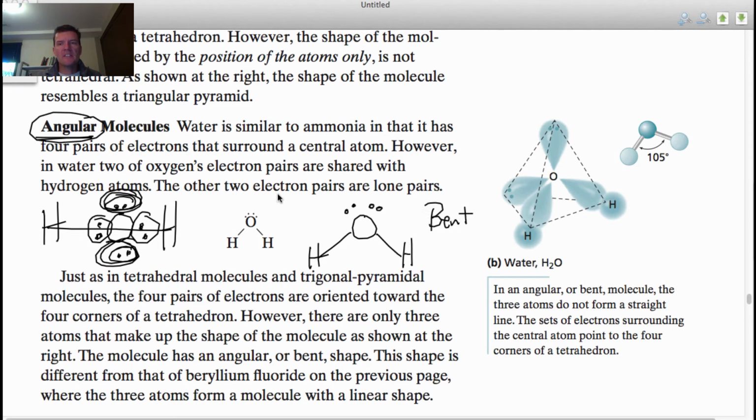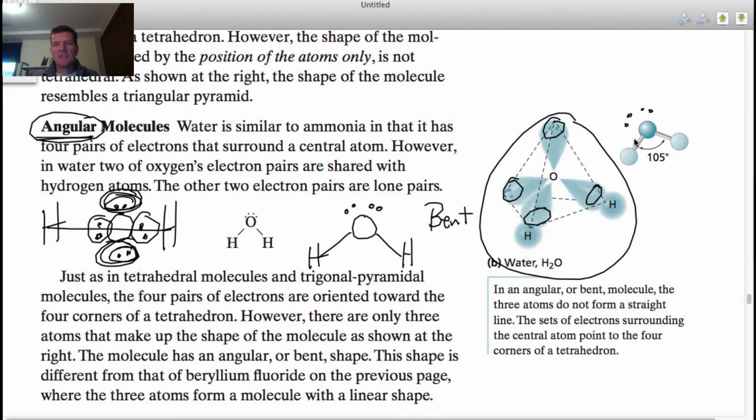And water is a very, very popular one. Here's your shape, here's your model, but remember there are lone pairs up here. That's what this is showing. This is showing the electron region shape. Here's electrons, bonded electrons, but the molecular shape, just the atoms, gives us a bent shape. Okay?